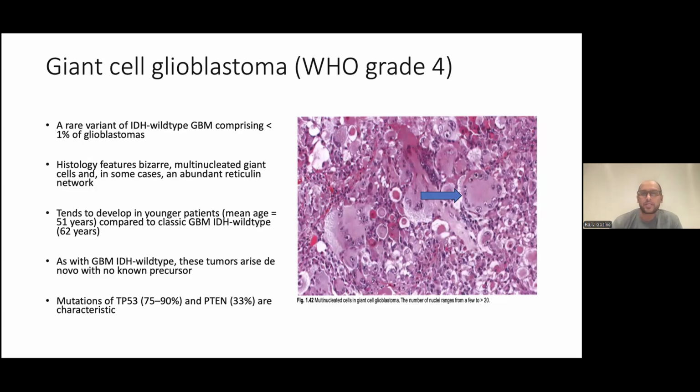If we look at the slide that we have here, the arrow points towards this giant cell with multiple nuclei, and this is the classic finding in the giant cell glioblastoma.